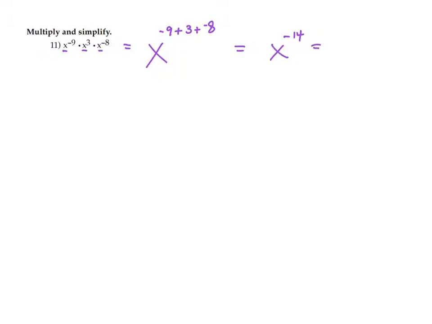And now this one, it's a negative exponent. And so I would want to make it positive. So I'd go 1 over x to the positive 14. So when they say simplify, part of that is rewrite things with positive exponents instead of negative ones. All right, next one. Simplify.